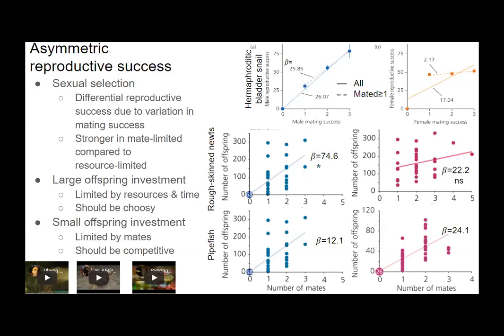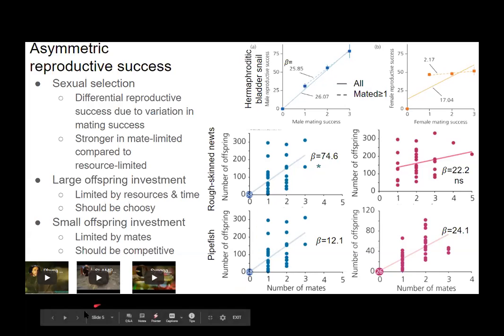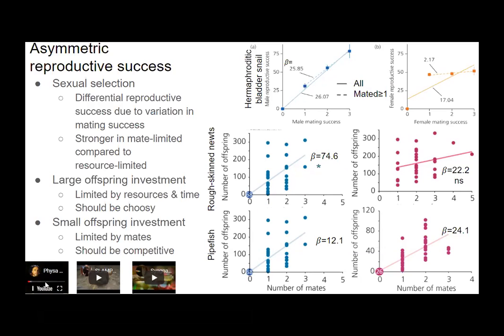So I'm going to go through three different examples here of asymmetric reproductive success to show you that we can generalize that across taxa. The first one is looking at a hermaphroditic bladder snail.